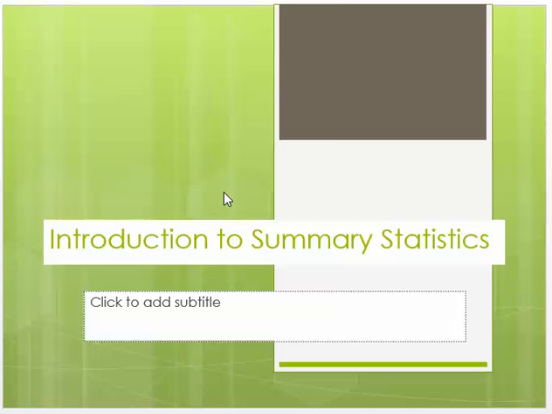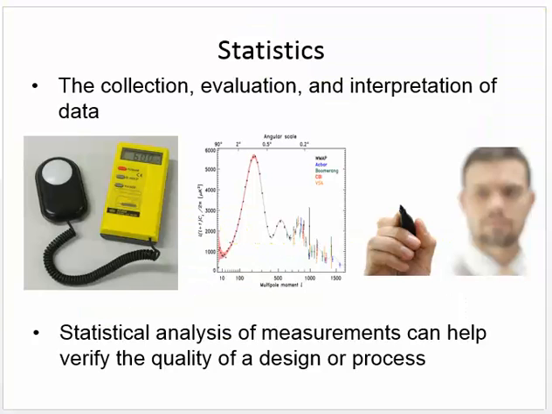Today we're going to be talking about Introduction to Summary Statistics. Statistics is a collection, evaluation, interpretation of data. Statistical analysis of measurements can help verify the quality of a design or process. So a lot of times they'll use statistics to say, okay, we need to work on this, or we don't need to work on this, or we need to fix this. But the stats are used quite often with a design.